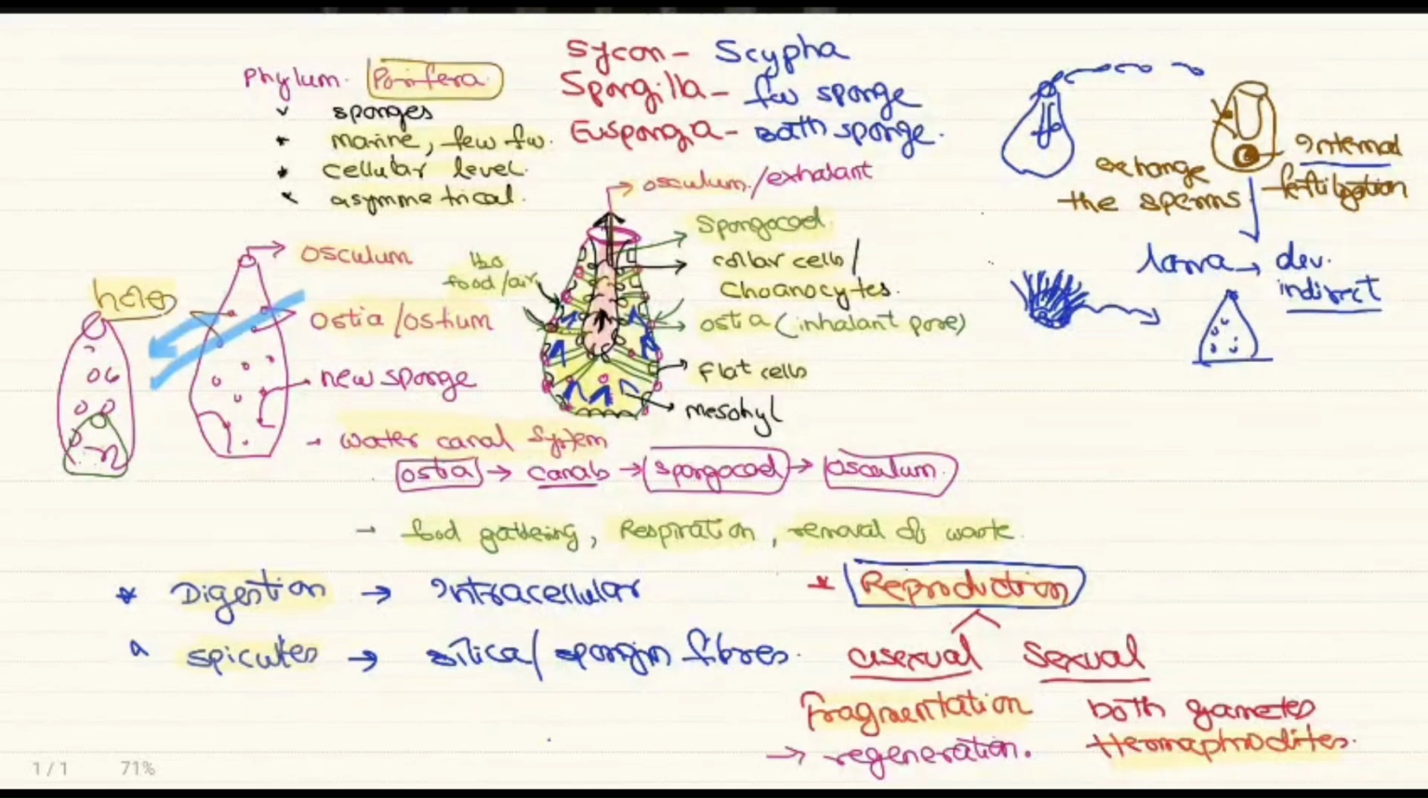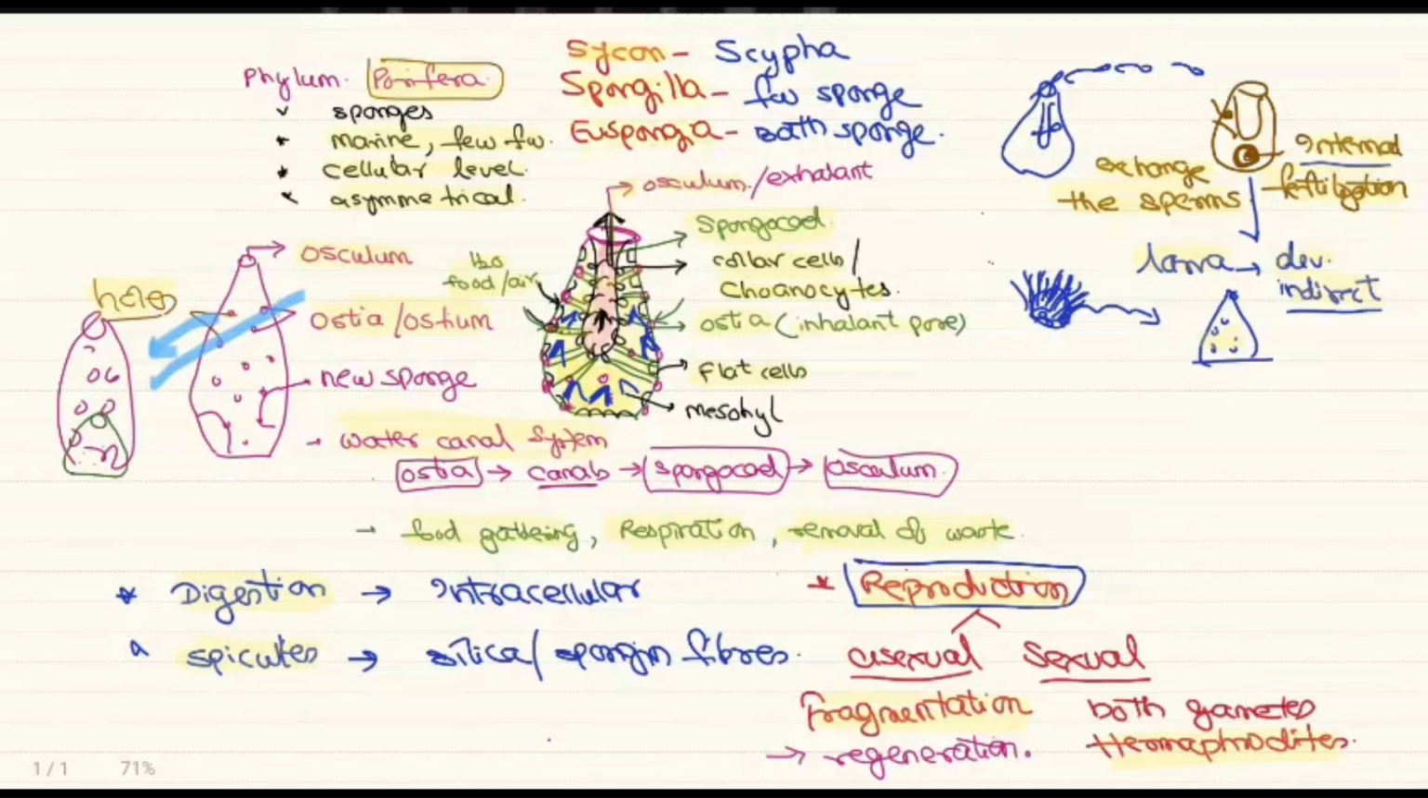However, the gametes are exchanged. The same gametes don't fuse. This is called cross-fertilization. The fertilization is inside the body, so it is called internal fertilization. A free-swimming larva is present, which later develops into the adult. As a larva is present, this is called indirect development. The common examples: Cycon, also called Scypha, Spongilla, the freshwater sponge, and Euspongia, the bath sponge.